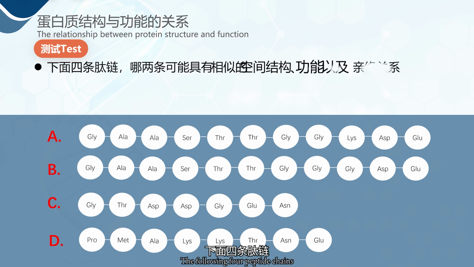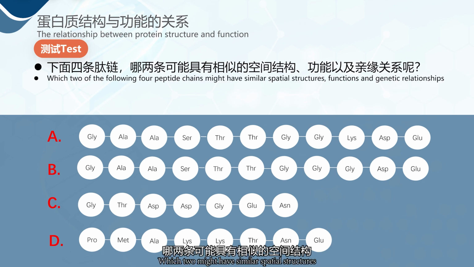The following 4 peptide chains. Which 2 might have similar spatial structures? What about the functions and kinship?